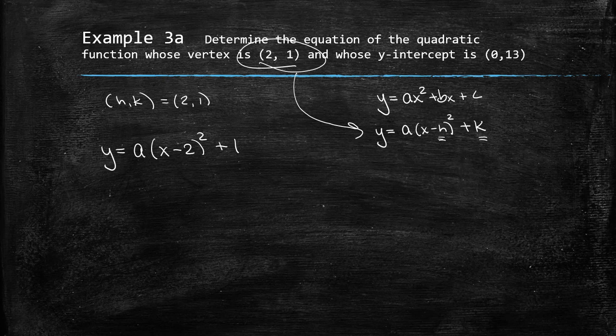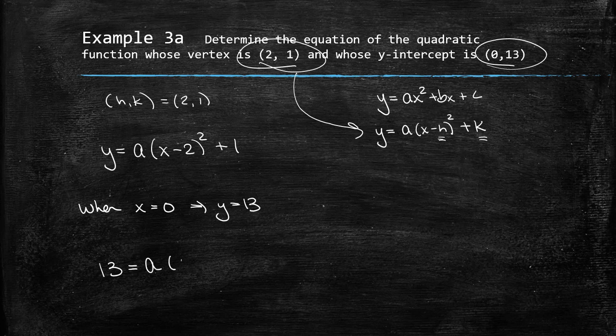So we'll use the fact that the y-intercept is (0, 13). This means that when x is equal to 0, y must equal 13. So let's substitute a 13 for the y variable. A is what I'm looking for. X is 0. Okay, so I have my vertex form, and I'm just replacing x and y with 0 and 13, since that was the y-intercept that I was given.